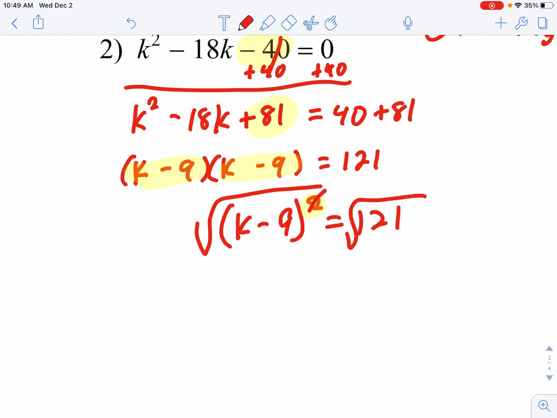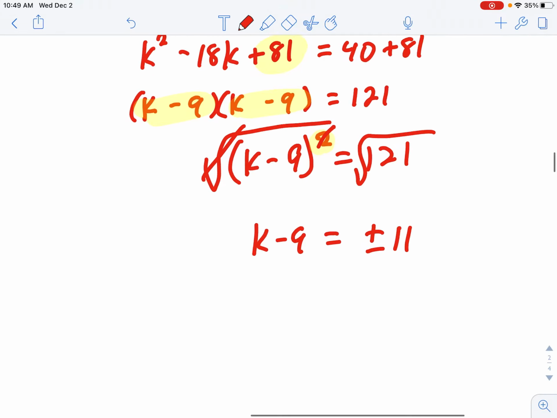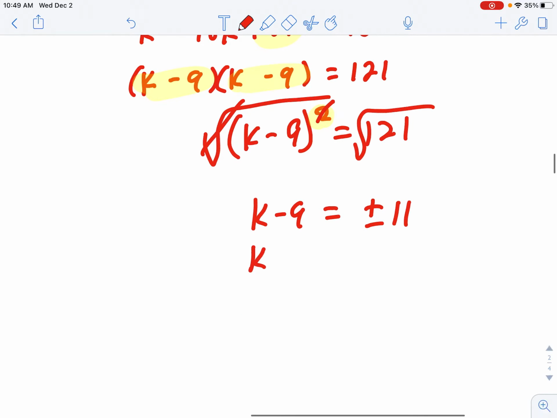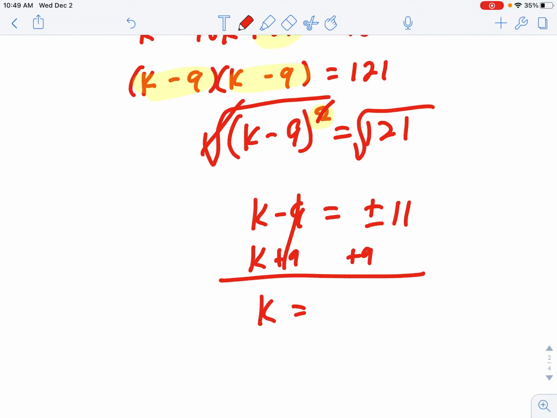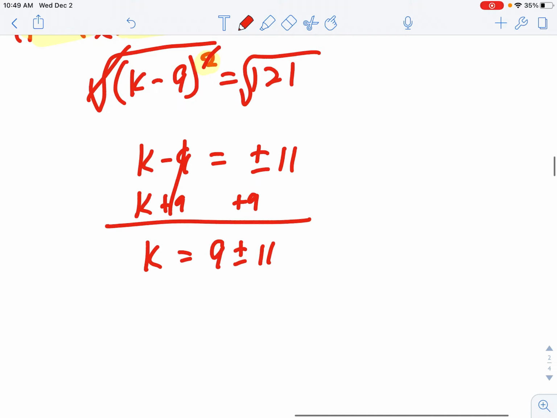It's going to cancel out that square, and you get k minus 9. The other side, remember, you have to put plus or minus the square root of 121. Well, the square root of 121 is 11. Now we can isolate k by adding 9 to both sides. We get k equals 9 plus or minus 11, which is math that you can do: 9 plus 11 and 9 minus 11.